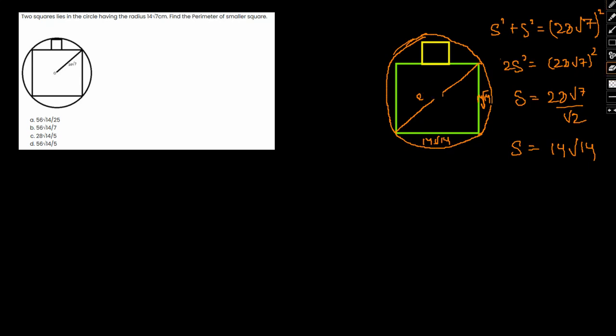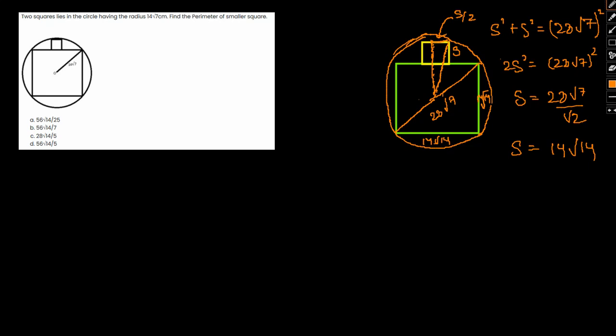Let me write this radius down. Okay, this is 14 root 7. Let me join this part from here to here. Let me join this. Okay, and this part let me join. Okay, so we have this particular triangle. Okay, let the side of the smaller square be S. So therefore this particular part will be S by 2.